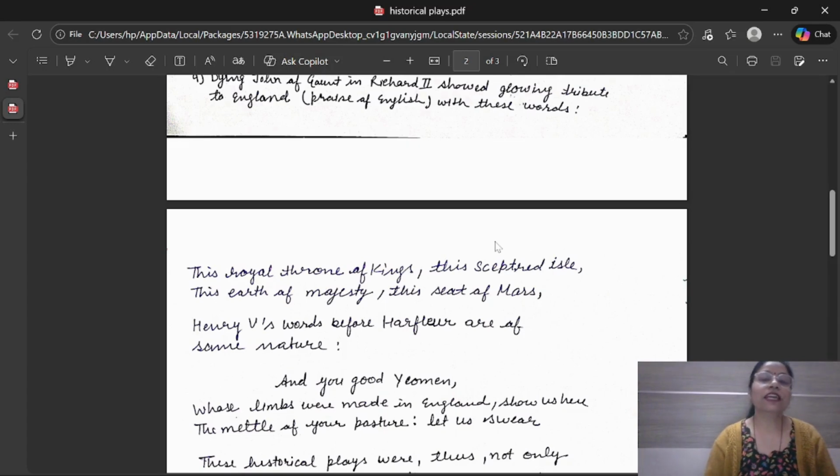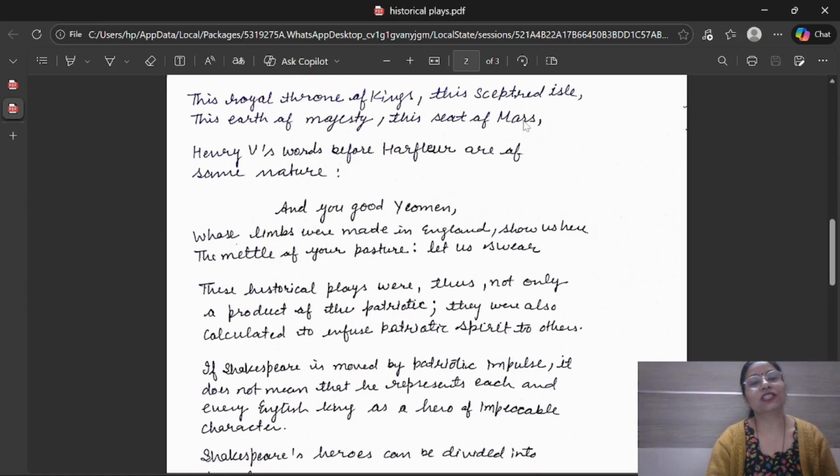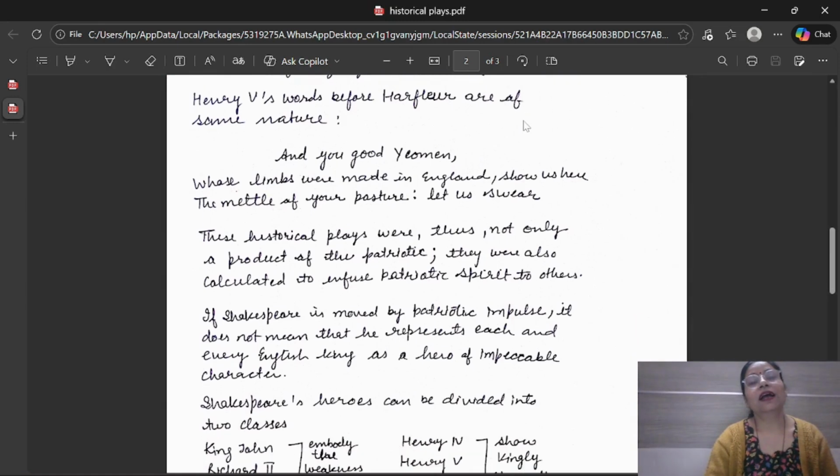In the same vein, Henry V's words before battle are of the same nature. And you, good yeomen, whose limbs were made in England, show us here the mettle of your pasture, let us swear.